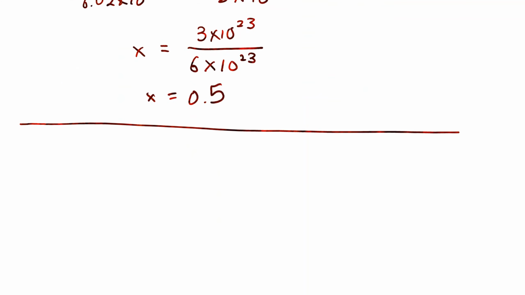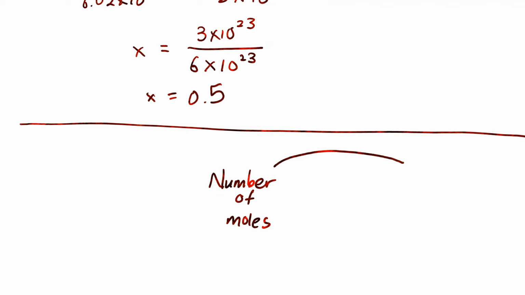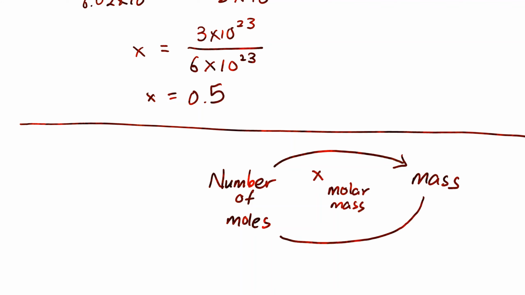Okay. So this is a very useful chart for you to remember. You always put number of moles in the middle. If you want to go from number of moles to mass, you multiply number of moles by molar mass. If you are given mass and you want to look for number of moles, you divide it by molar mass. Okay?